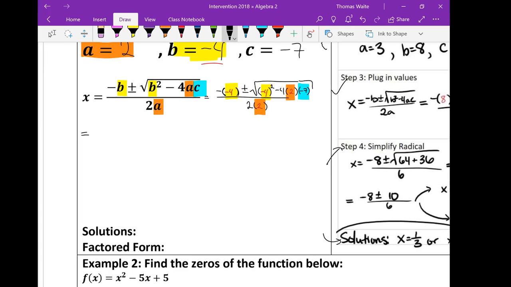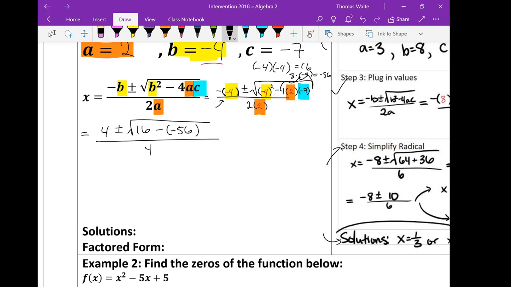I'm going to simplify starting up top over here with this negative 4. A negative 4 is actually like a positive 4. Then we have plus or minus the square root of negative 4 squared, which is negative 4 times negative 4, which is 16. And then we have minus 4 times 2 times, I'm going to do this all in one group, 4 times 2 times negative 7. That's going to be 8 times negative 7, which is going to be a negative 56. So we're going to have a minus, and then those 3 terms multiplied give us negative 56.